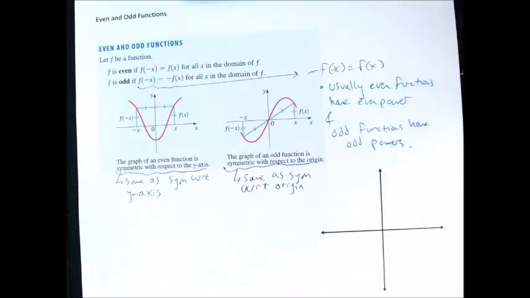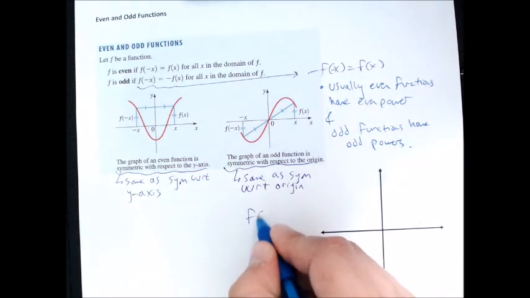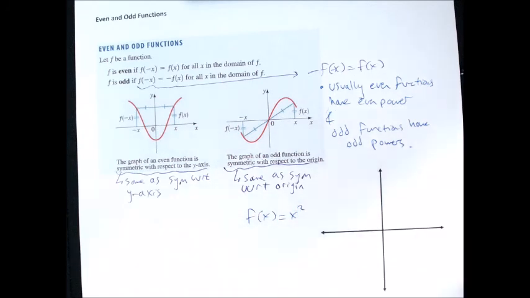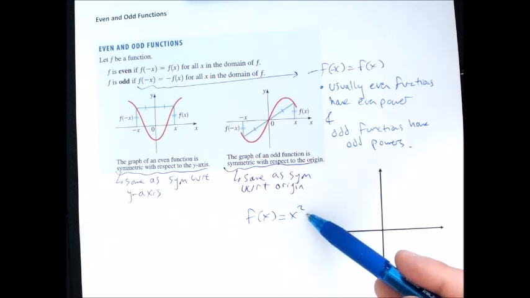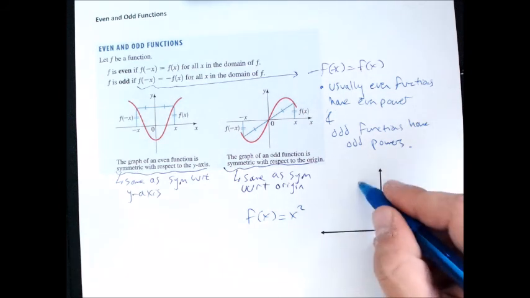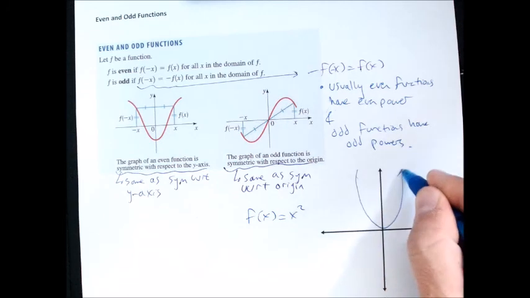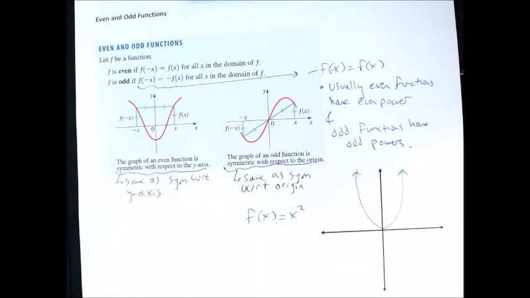So for example, I'm going to draw two simple examples here. Let's say we have f of x equals x squared. What type of function is that? It's even. It's got an even power. And if we look at the graph, we already know what x squared looks like. It looks like this, right? We can visually see that it has even properties because it's symmetric with respect to the y-axis.